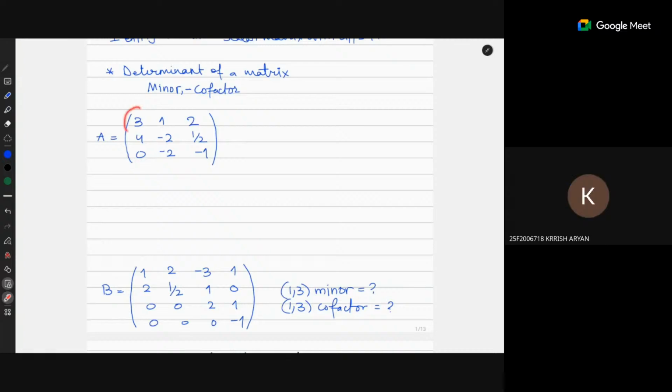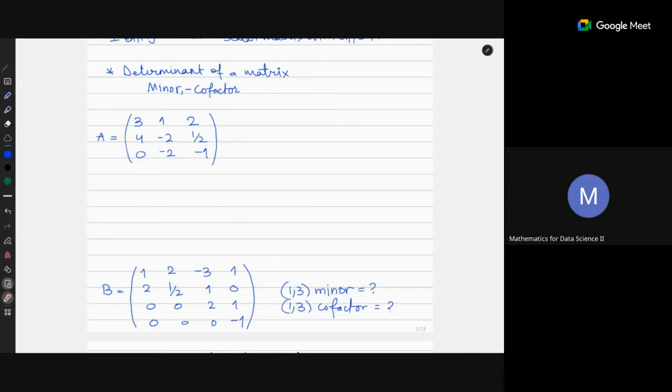The minor of 3, sir, is the determinant of -2, 1/2, -2, and 1. Correct, that is the correct answer. So the minor is 3. Someone has already said it.